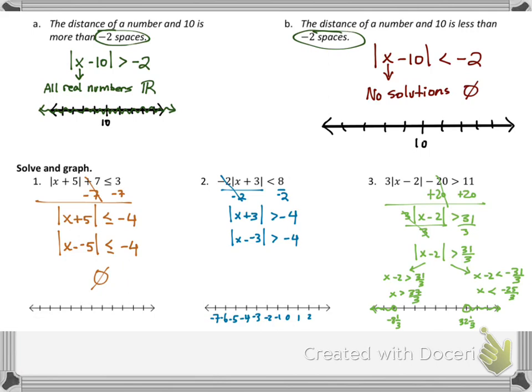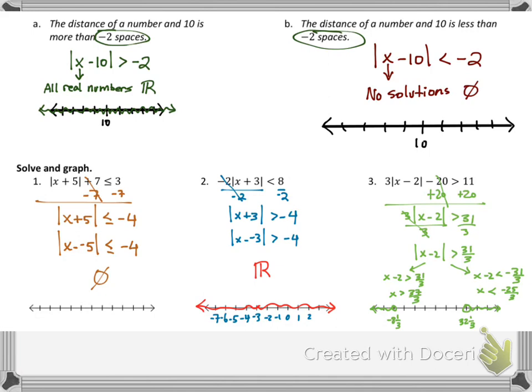And then I rewrote it just to talk about distance again. The distance between a number and negative 3 is more than negative 4 spaces. So here's my negative 3 on the number line. The distance between any number and negative 3 is more than negative 4 spaces, positively and even negatively. So this is all real numbers, all the real numbers in the world that I know.